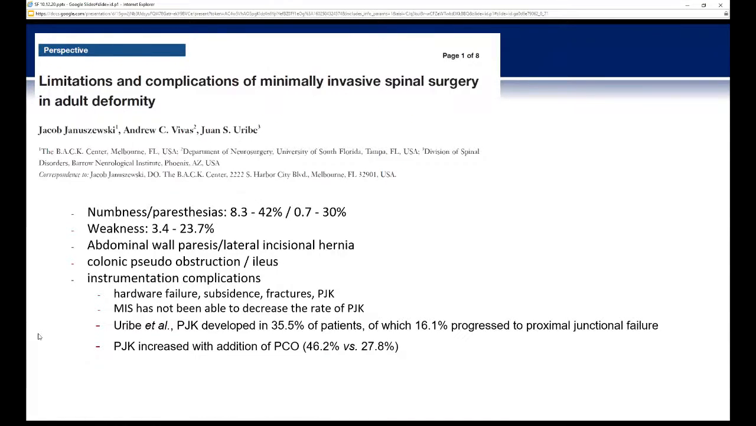paresthesias and numbness was between 8 and 42%. 3 to 23% had neurologic weakness. There's also consideration that needs to be made for abdominal wall paresis or lateral incision hernia when you're doing lateral surgery, as well as colonic pseudo obstruction or ileus. So, doing an all posterior approach, obviously that's not an issue.